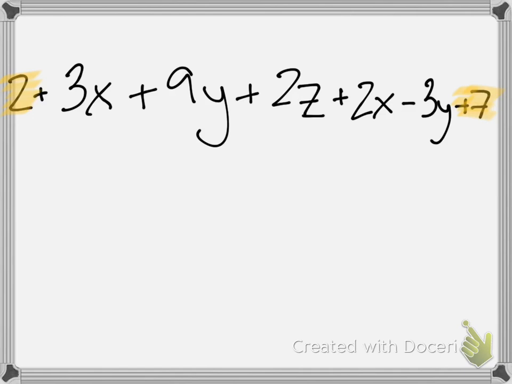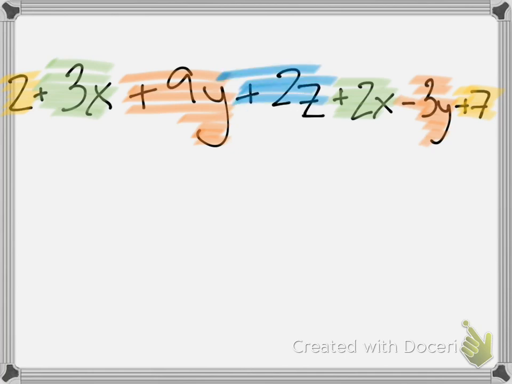Now let's go back. Here I have a positive 3x. Let's see what other x's I have. Up here, I have a positive 2x. Awesome, so I've combined those together. Now let's keep going. Ooh, here I've got a positive 9y. Up here, I have a negative 3y. Awesome. And then lastly, here I have a positive 2z. Oh, I don't have any more 2z's.